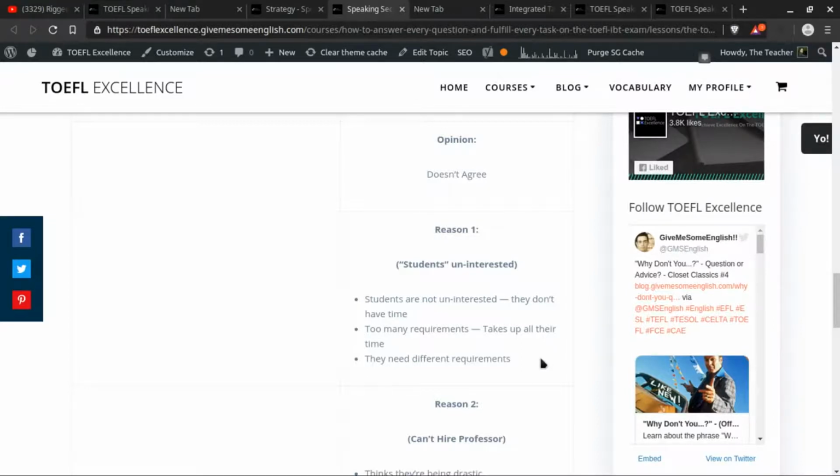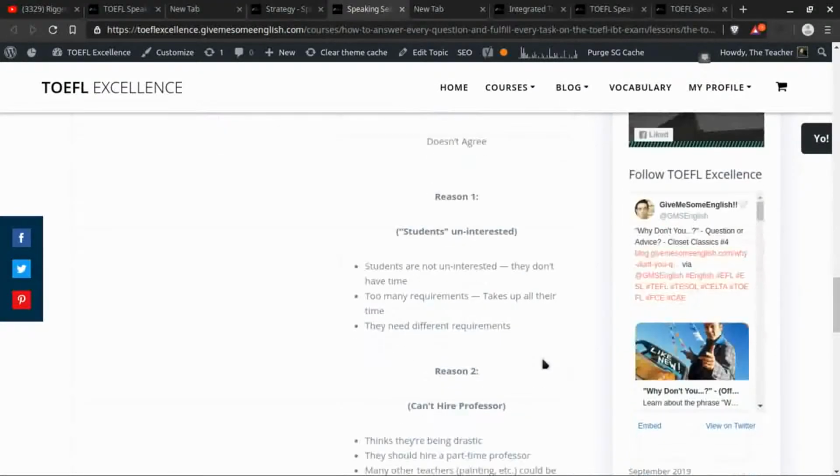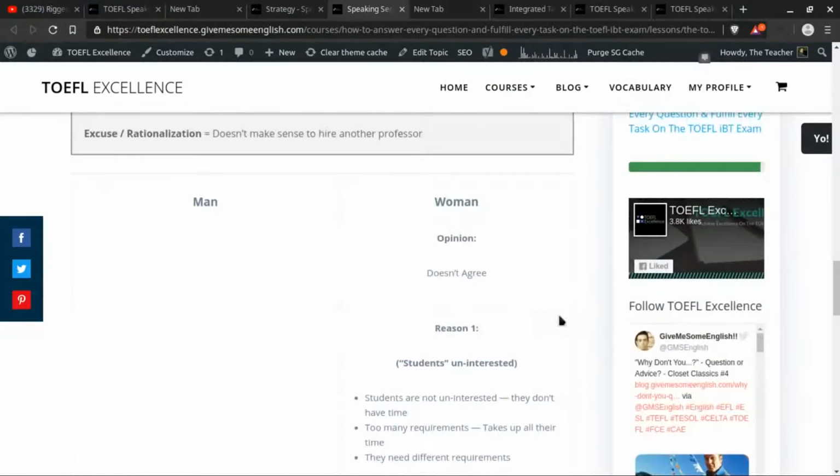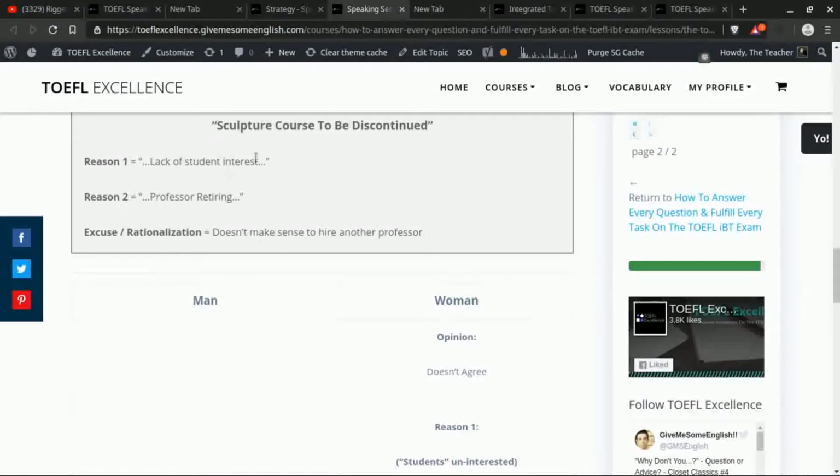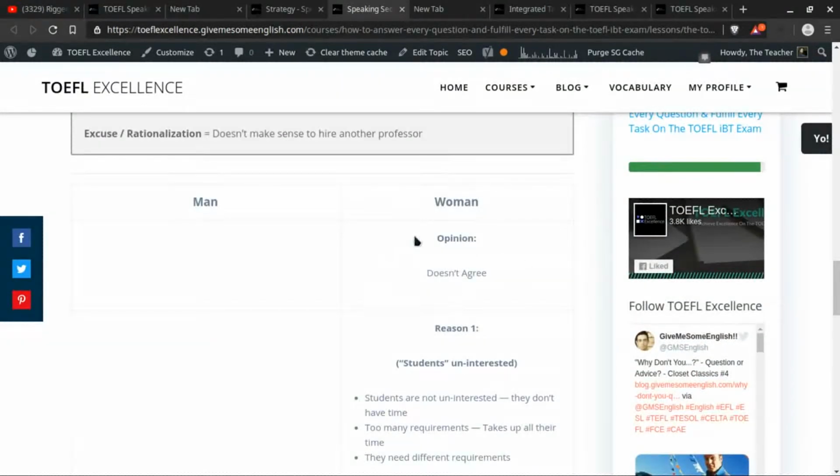Now, what makes this actually fairly easy is because the reasons that they have for not agreeing with the change or the problem is always going to be related directly to the reasons for the change or the problem. Now, it could be that the person does agree with it, but I would say 99.999% of the time, the person is always going to disagree with or have a negative view about the problem.